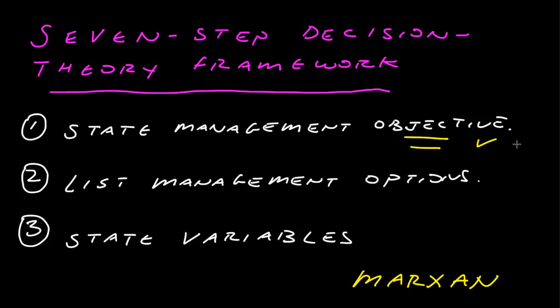Or it might be that we have, let's say, 15 different species of concern, conservation priority species, and we want to ensure that our reserve network includes or represents all 15 of those species. So they occur across our reserve network. So stating that management objective is really important right off the bat. Number 2 is listing management options.